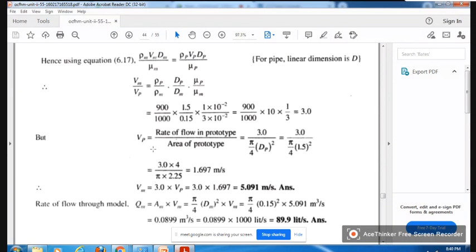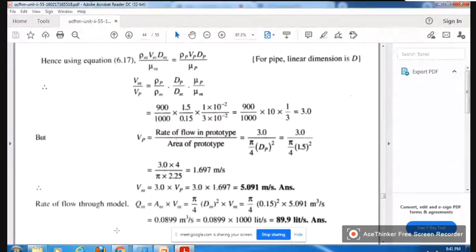So this is the velocity of the liquid flowing in the prototype, 1.697. Okay, so if the velocity of the liquid flowing in the prototype is 1.697, then the velocity of the model in your laboratory should be equal to, since this ratio is 3, 3 into Vp, so 5.09. And you have to maintain that velocity in your laboratory. Then only we can predict the behavior of the prototype.